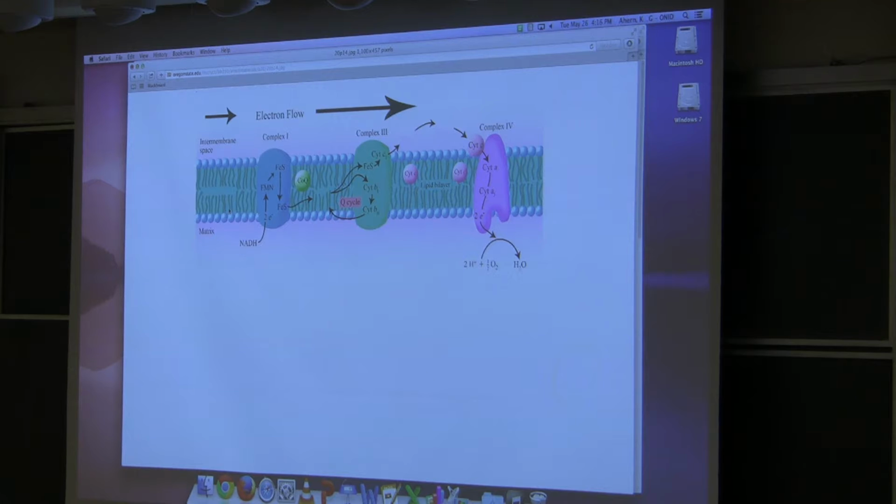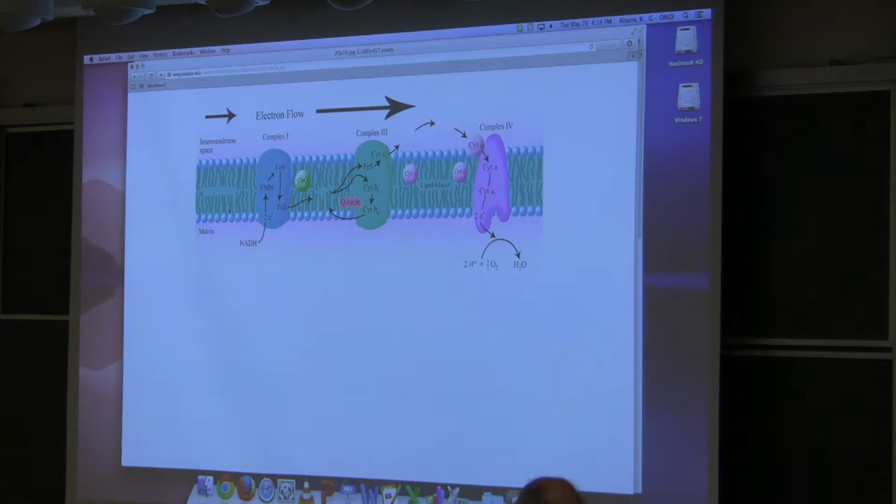Cytochrome C does not pump any protons. So far, the only things that have pumped protons have been complex 1 and complex 3. Don't confuse electrons and protons. Common thing for students. Electrons are moving, protons are being pumped. Okay?